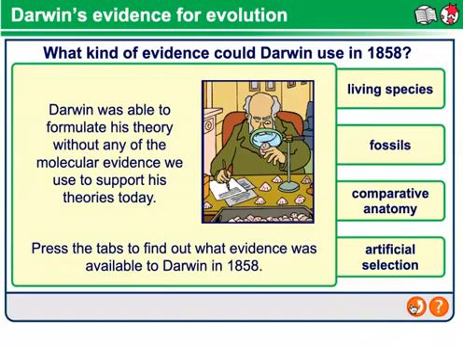So what kind of evidence could Darwin use in 1856? The first type of evidence that Darwin used was living species, followed by fossils, comparative anatomy, and artificial selection. Darwin was able to formulate his theory without any of the molecular evidence that we use to support his theories today.